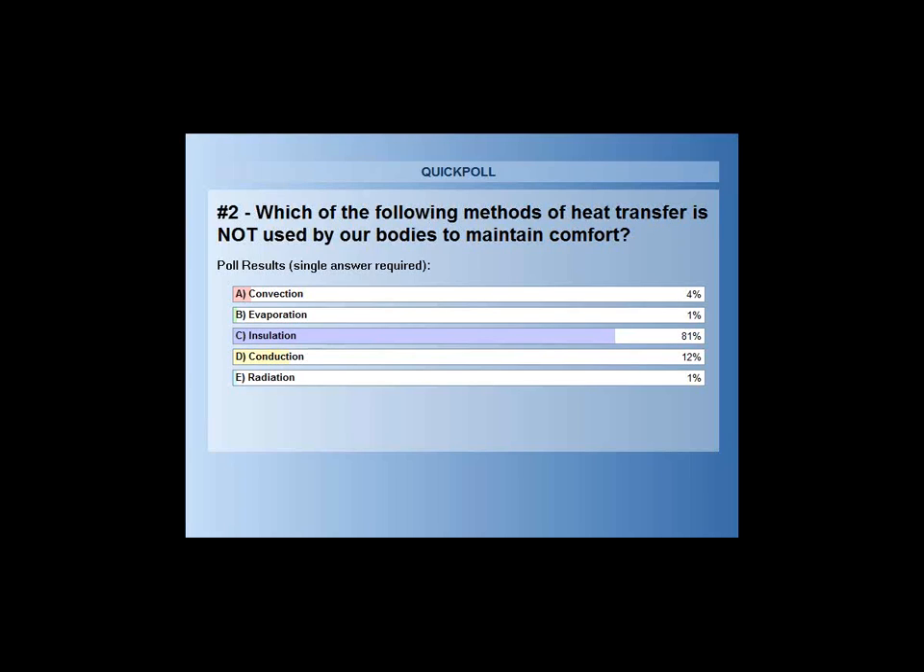moisture-related one. Convection is the air motion. Evaporation is the moisture-based one. Conduction is directly touching, and radiation is the infrared. Insulation is not a heat transfer mechanism. It's a stopper of heat transfer, if you will.